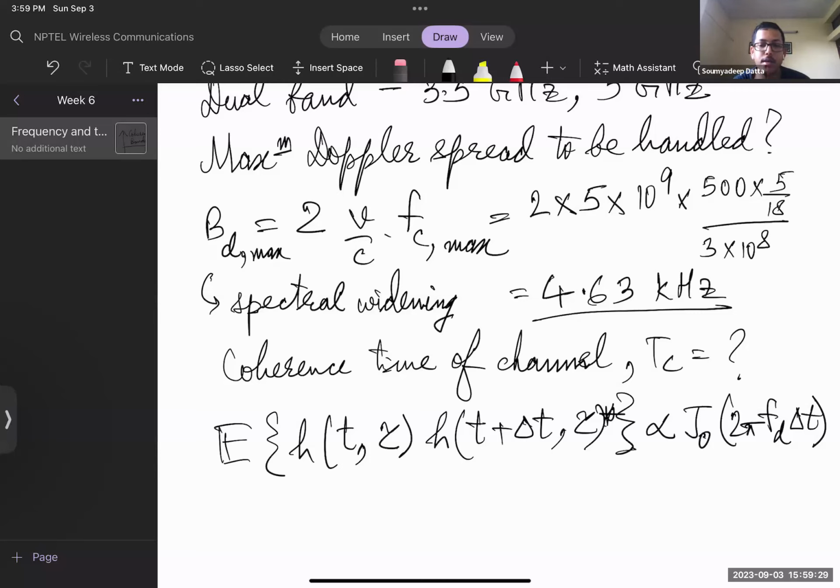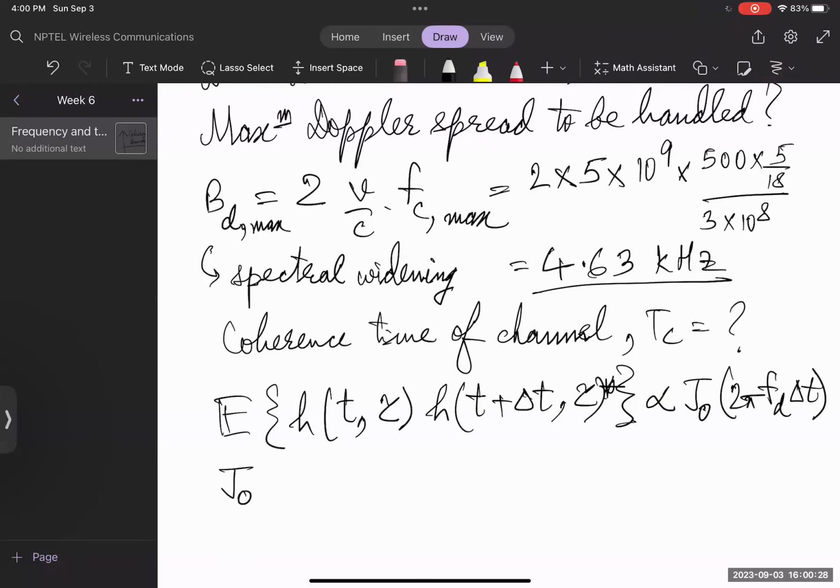So you're essentially trying to see the time correlation. You have the same delay profile, so your multipaths and all of that have not changed much, but you are trying to see how the channel is varying with time. And for a Rayleigh fading channel, it can be derived that it behaves like a Bessel function of the zeroth order. So essentially this function J0.